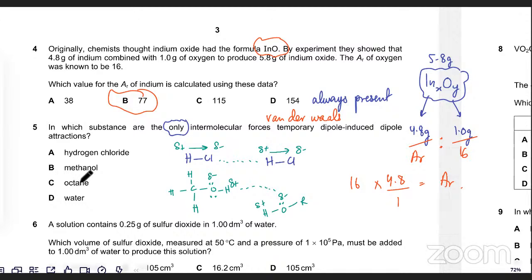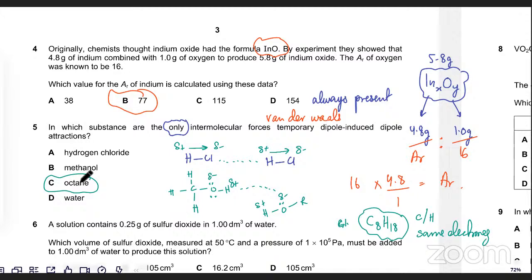I said now C is octane. Octane is just lots and lots of carbon atoms. 8 actually. Octane is C8H18. Now, octane will have only van der Waals forces. Why? Because carbon and hydrogen atoms have almost the same electronegativity.